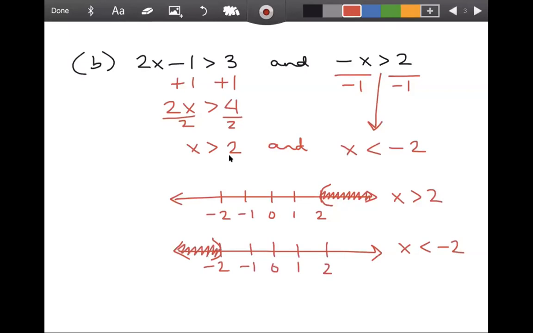All right, so now I look at these two graphs and I see where do they overlap, which values of x are colored in both times. And the answer is none. There is no overlap between these two graphs, which means this compound inequality, 2x minus 1 is greater than 3 and opposite x is greater than 2, has no solution. And again, the way that you write no solution is with the empty set symbol.